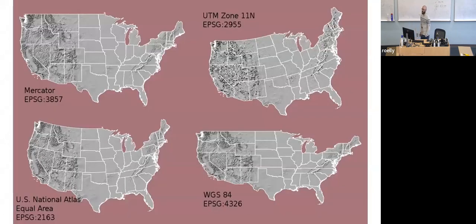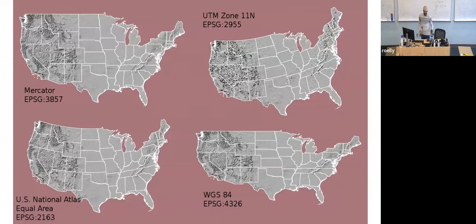So here's an example of the US in 4 different projections. And we can see that depending on the projection you use, the shape, size, orientation, direction, everything just changes a little bit.